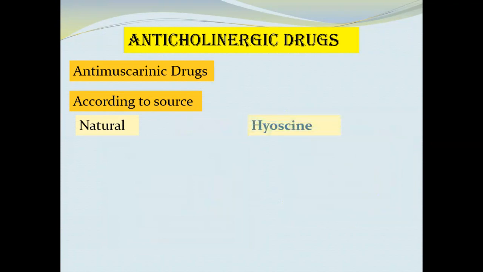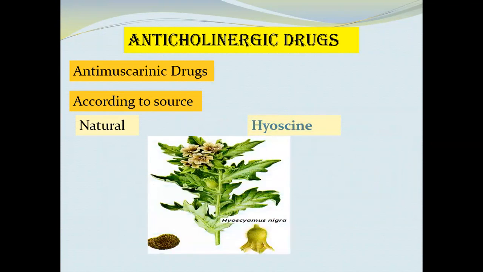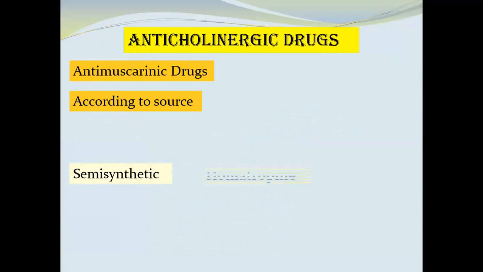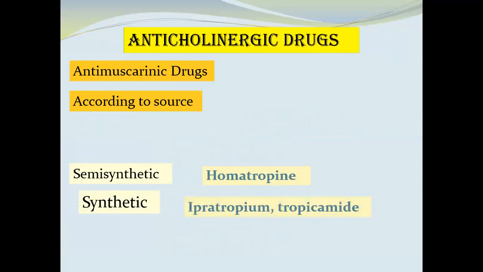The other one is hyoscine, which is from the plant called Hyoscyamus niger. So it's a natural product. Then we have semi-synthetic antimuscarinic drugs, like homatropine. Synthetic ones include ipratropium and tropicamide.